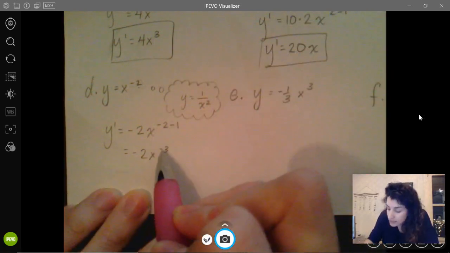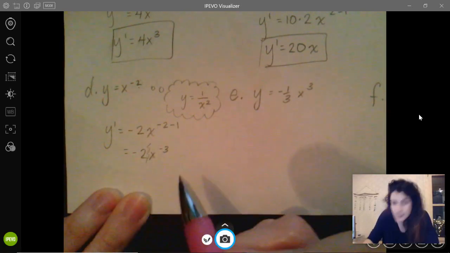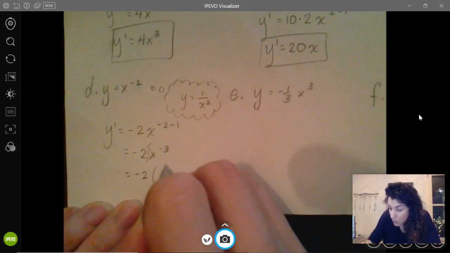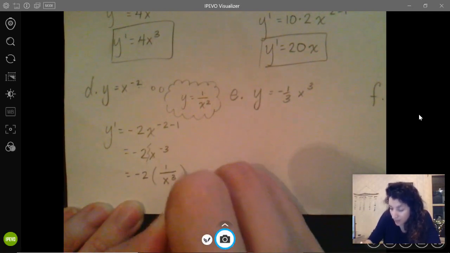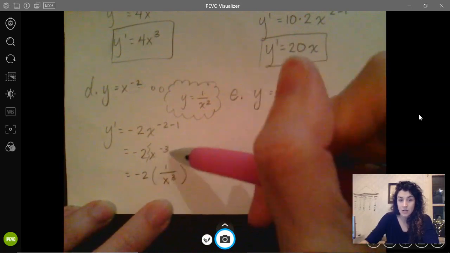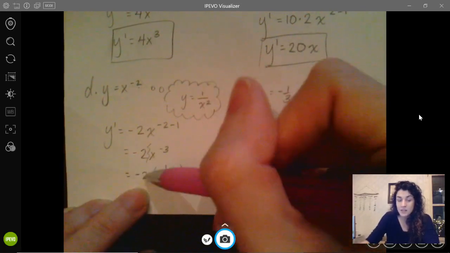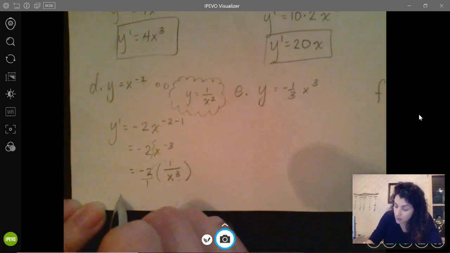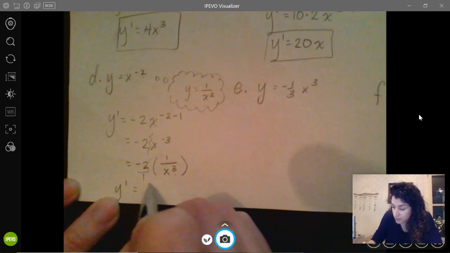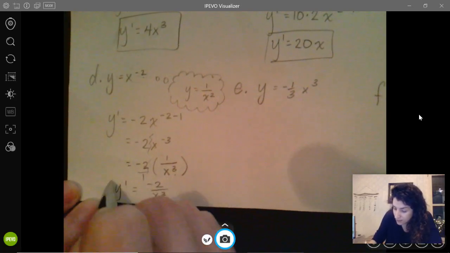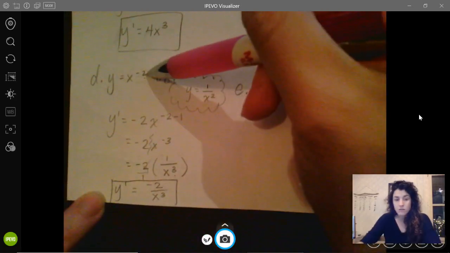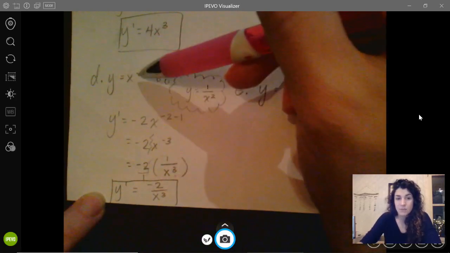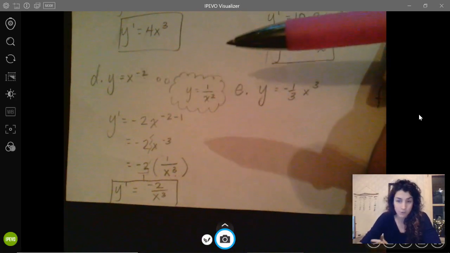Just realize that this negative 3 is only applied to the x, not to the negative 2. So I can think of this as negative 2 times 1 over x to the positive 3, right? Just converting this into this. And then that negative 2 just goes on top. You can think of it as negative 2 over 1. So sometimes your derivative ends up looking like this when your original function was that, and it's just because of the relationship of negative exponents to this fraction form.